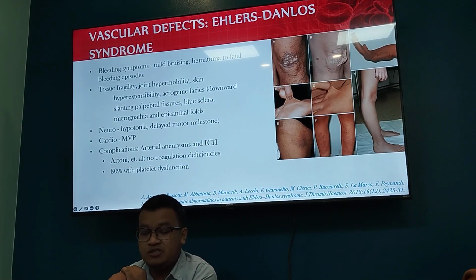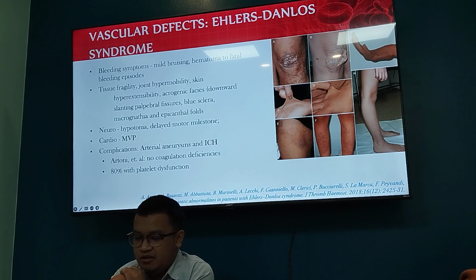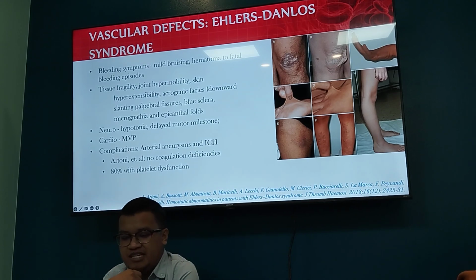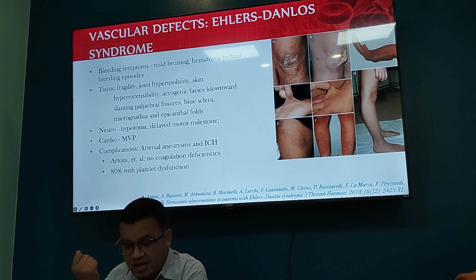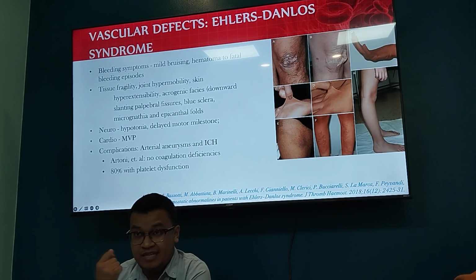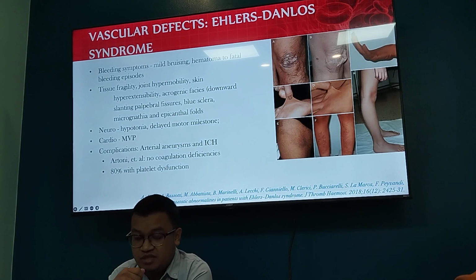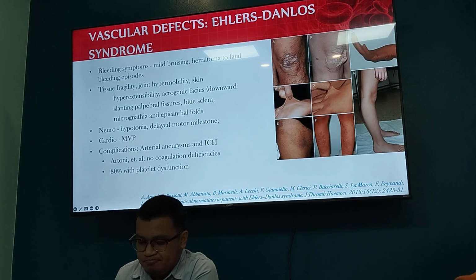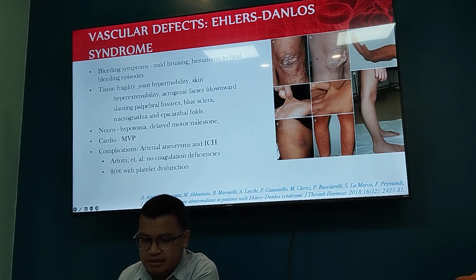and these patients can also develop arterial aneurysms and intracranial hemorrhages as complications. So in a large cohort study, authors have found that EDS patients have no coagulation deficiencies, but 80% have developed platelet dysfunction, leading to increased risk of bleeding. So it's more of the platelet rather than coagulation factor deficiencies.